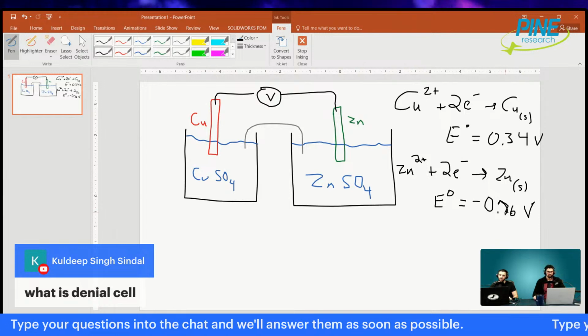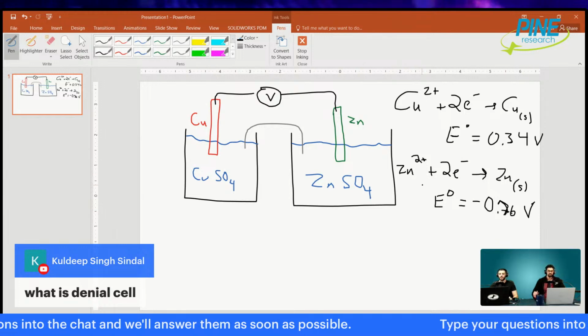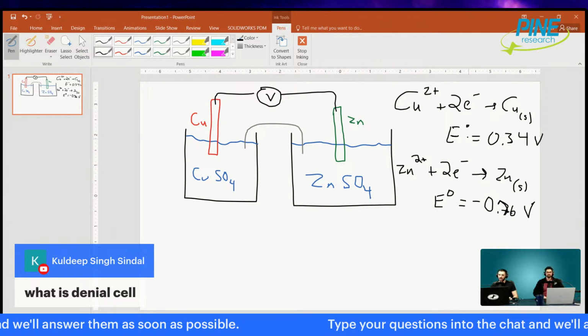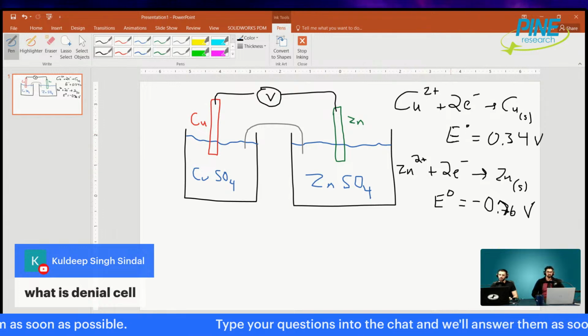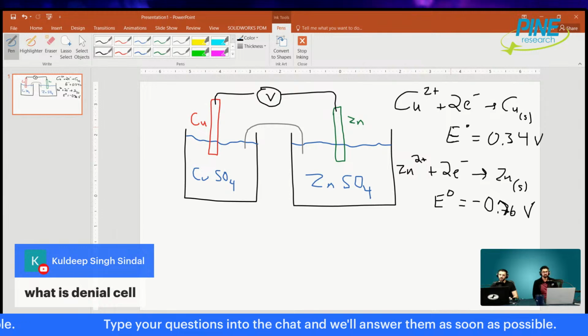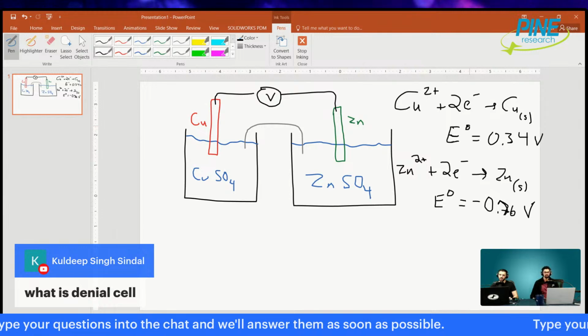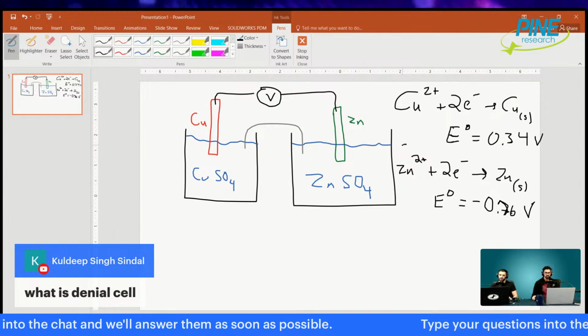That's a terrible looking 7. There we go. All right. So what we have here are two reactions that have different potentials. They're both written as reductions. So what this means is that one of them will happen as an oxidation, which is the zinc.